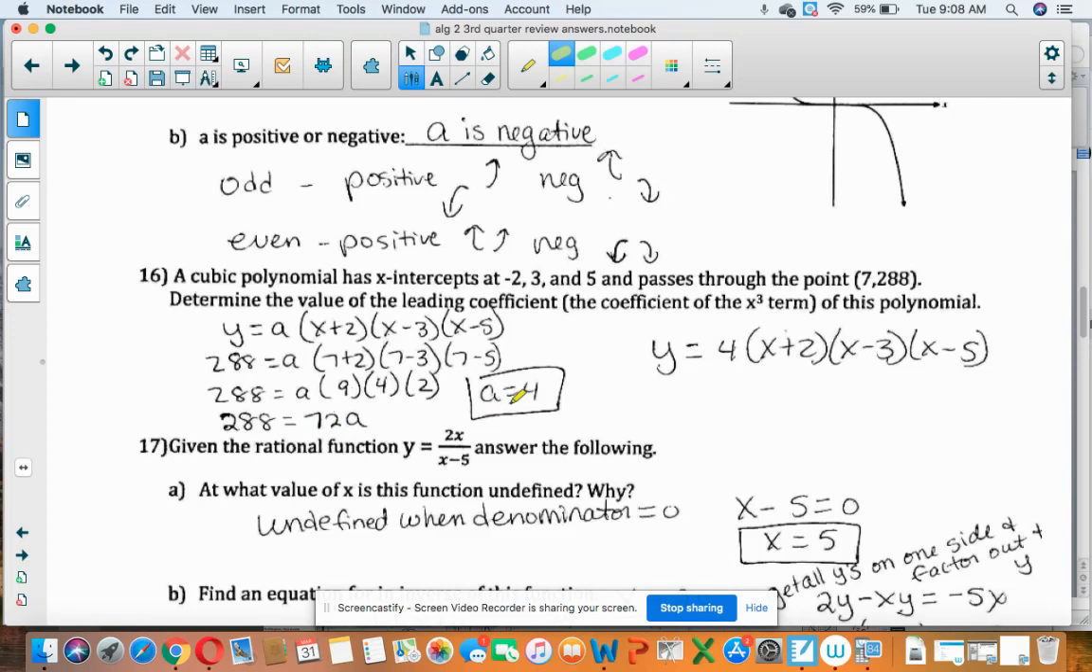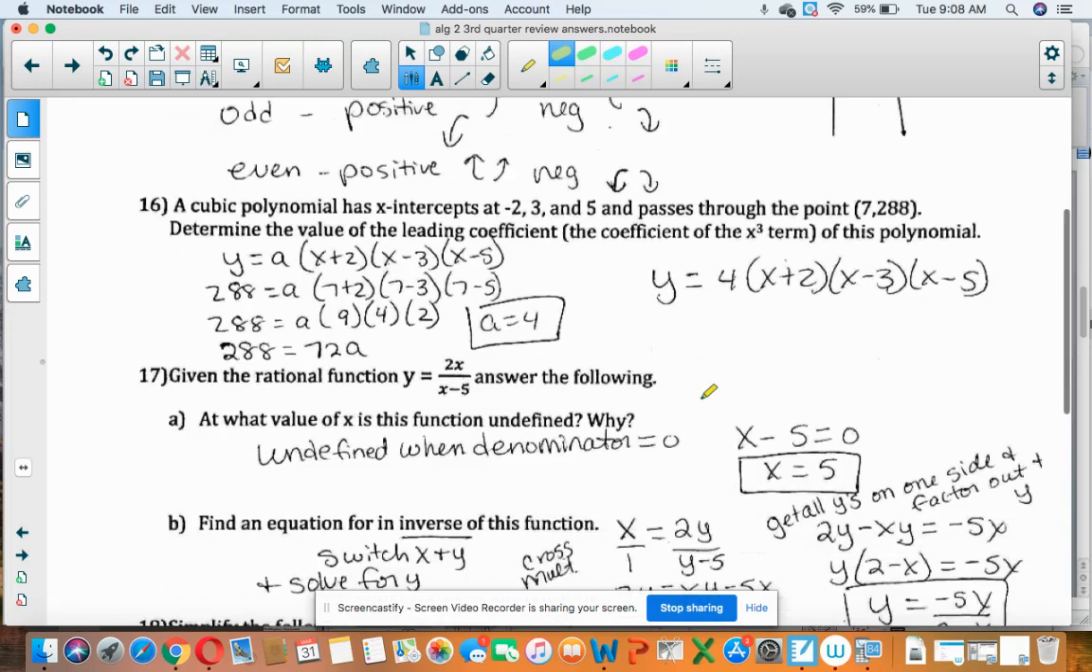So this is really 72a equals 288, so a is 4. And that's technically my answer, because they just wanted the coefficient in this question. If you had to write the equation, then you would write the equation now that you know that a is 4, and you write y equals 4, and you write all your factors down. Done.